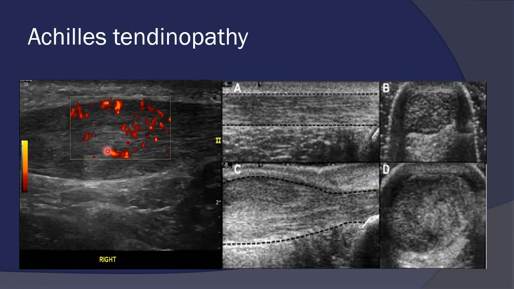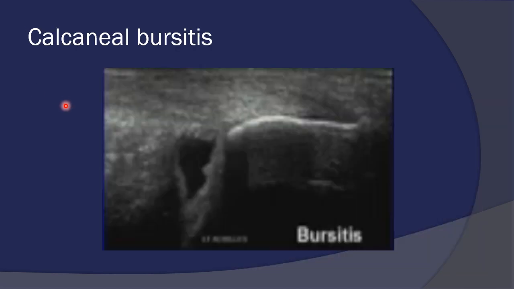So moving on to the common pathologies. First is the Achilles tendinopathy. This is a normal appearance of the Achilles tendon in LS and TS view. Any abnormal thickening in the tendon or part of it, like this appearance in LS and this one in TS, is considered to be a tendinopathy. Also, increased Doppler signal may be noticed. Another pathology is the calcaneal bursitis. Also, we can see here retro-Achilles bursitis.